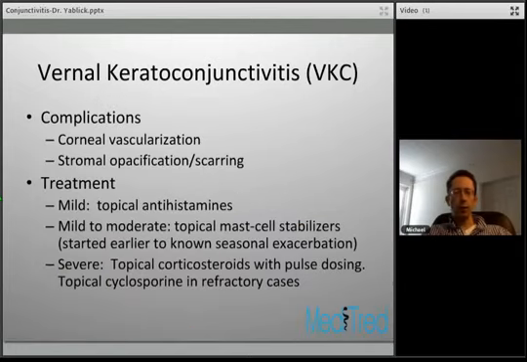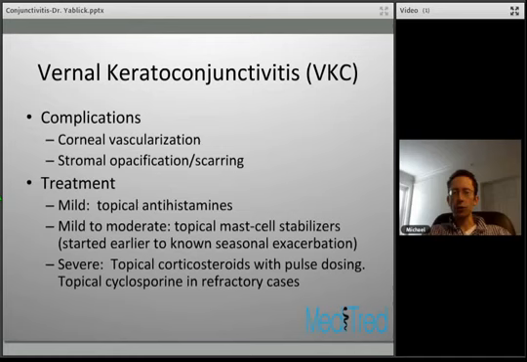And so vernal keratoconjunctivitis can actually be pretty severe if left untreated. It can lead to things such as corneal vascularization and also stromal opacification and scarring, especially if there is this component of a shield ulcer that is chronically present. Treatment can range depending on the severity of the case.